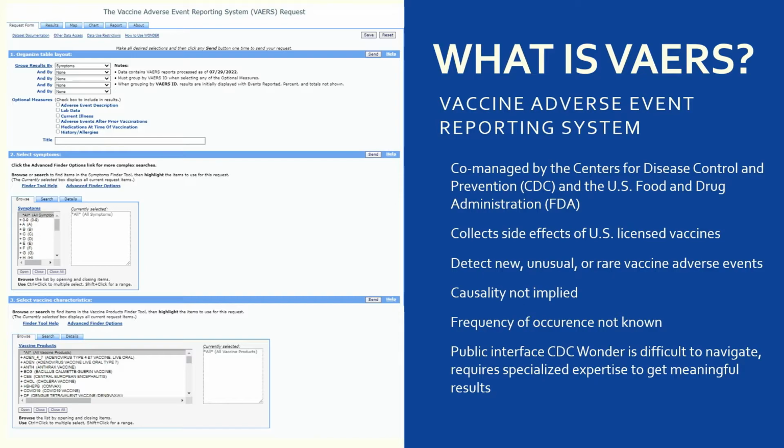Knowingly filing a false VAERS report is a violation of federal law, U.S. Code 18 1001, punishable by fine and imprisonment. This graphic is of VAERS, the official interface CDC Wonder. The interface requires specialized knowledge of the terminology and abbreviations used as well as the data structure. The system is primarily used by vaccine manufacturers and is not optimally intuitive.